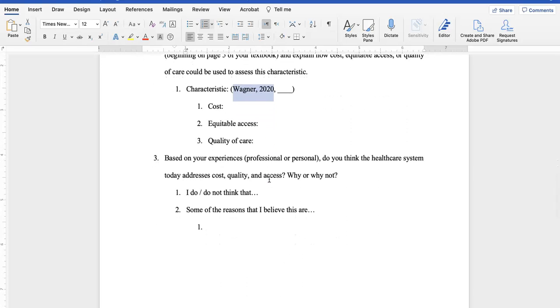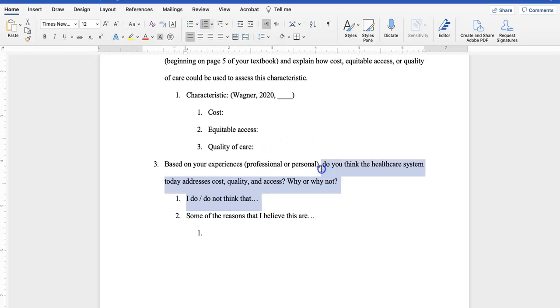Okay, so what about this here? Based on your experiences, do you think that it does or doesn't? Well, you want to start out with a direct answer to this part here. You either do or you don't, or you're unclear. And you're telling the reader will change how they interpret or filter the rest of the information that you provide.